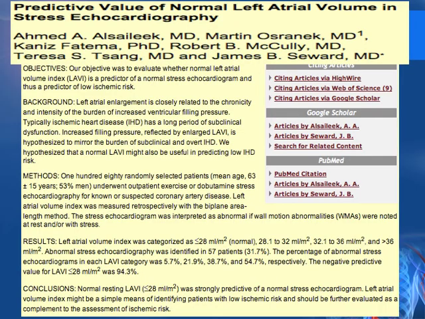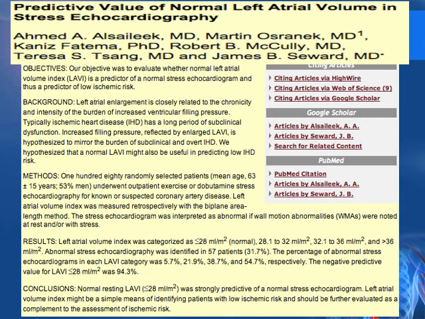Now, on the other hand, this study looked at it slightly differently. Here, they took normal left atrial volume patients and look what happens with stress echocardiography results in these patients. And the conclusion was that if you have a normal resting left atrial indexed volume, it is strongly predictive of a normal stress echocardiogram.